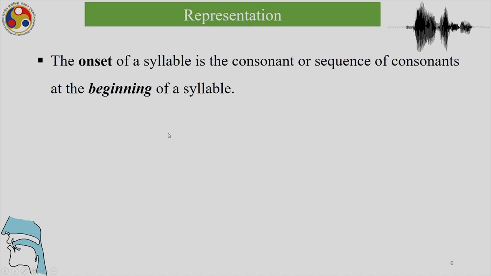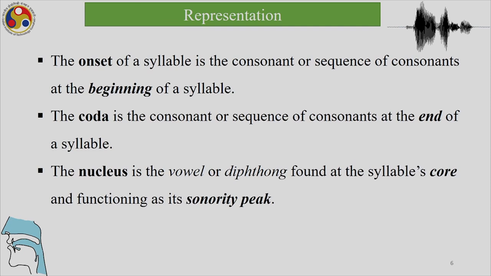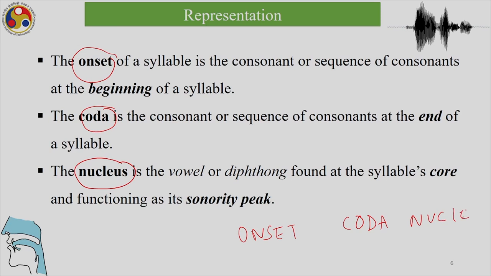So, the onset of a syllable is a consonant or sequence of consonants at the beginning of a syllable. And the coda is the consonant or sequence of consonants at the end of a syllable. And the nucleus is the vowel or diphthong found at the syllable's core and functioning as its sonority peak. So, three important structural points of a syllable: the onset, the coda, and most important of all, the nucleus. These are supposed to constitute the structure of a syllable. And the nucleus also constitutes our so-called sonority peak.